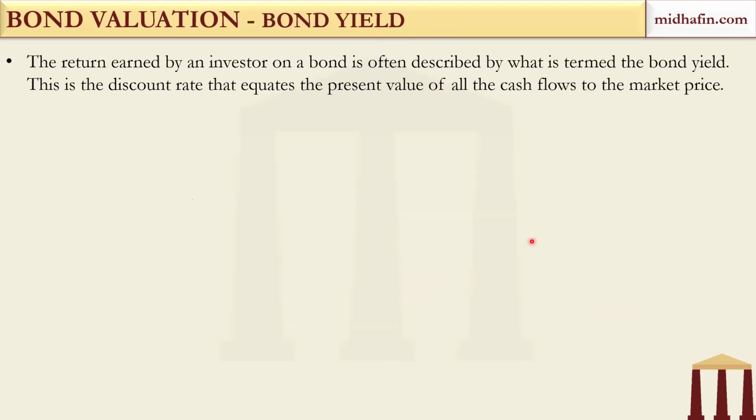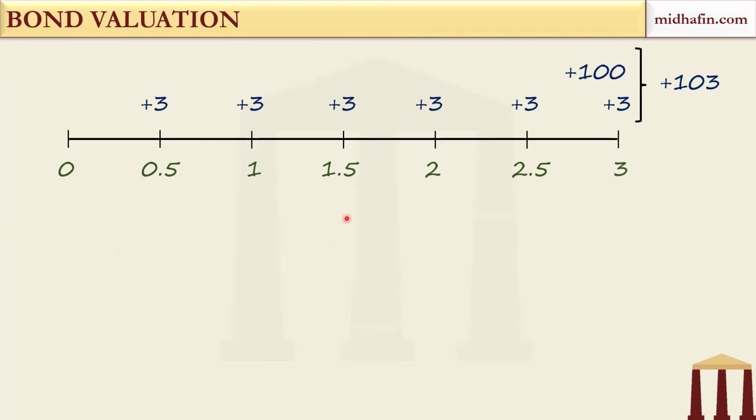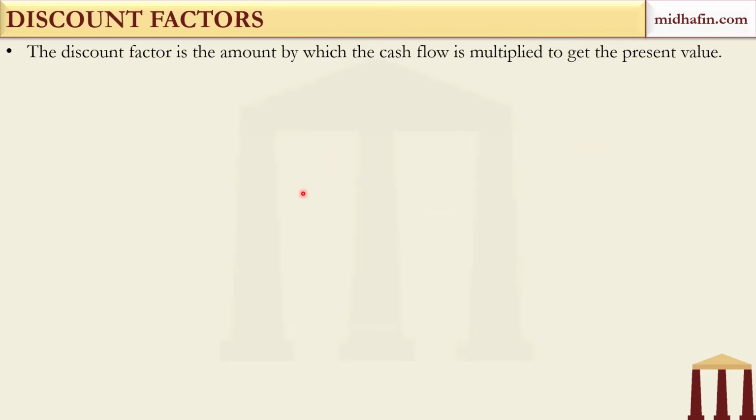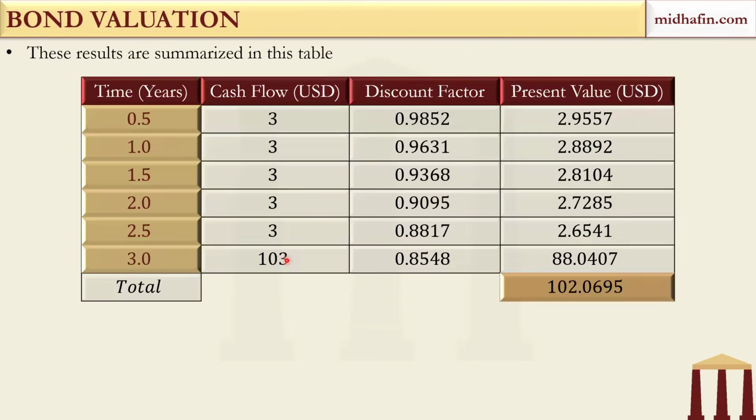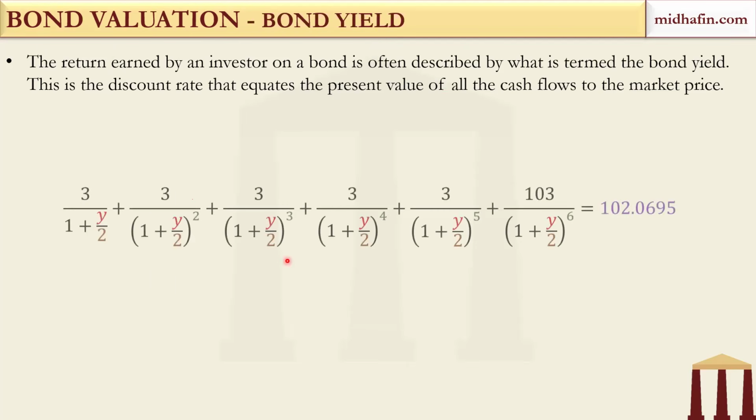Okay. Now, what is the yield of this bond? The yield of this bond is basically that discount rate which equates the present value of all the cash flows to the market price. Now see, the interest rates are different. The 6-month interest rate, the 1-year interest rate, the 1.5-year interest rate, they are different. But then to find out the bond yield, you need a single interest rate finally. You know the value of this bond. So this single value of y, which will equate all these cash flows to its present value, is known as the yield of the bond.